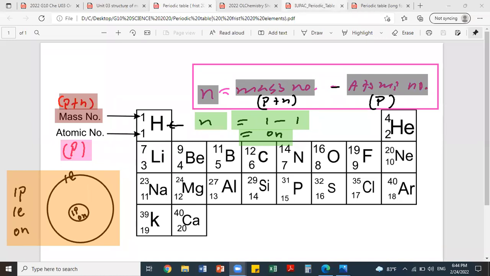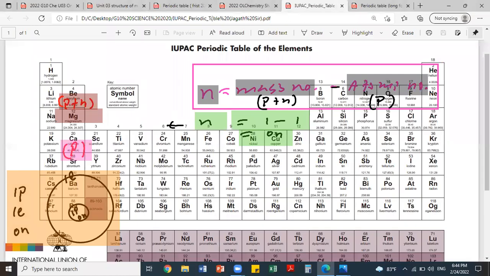This is the periodic table from the International Union of Pure and Applied Chemistry. I have shared this table with your group, in the WhatsApp group for the class. Right, then you'll copy this down by hand.